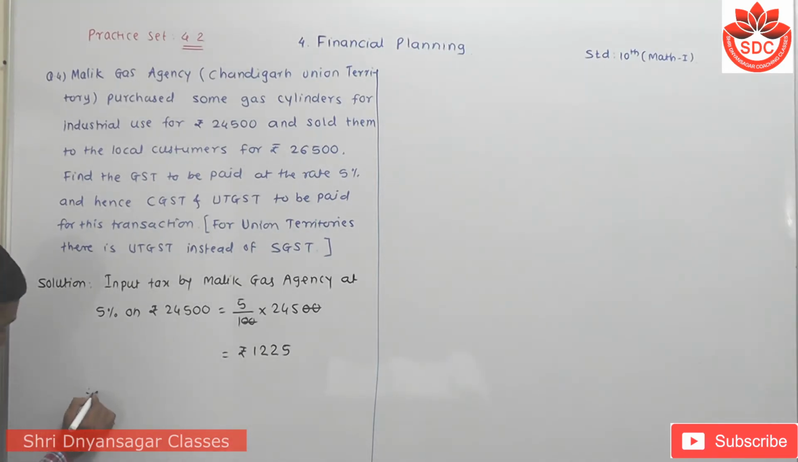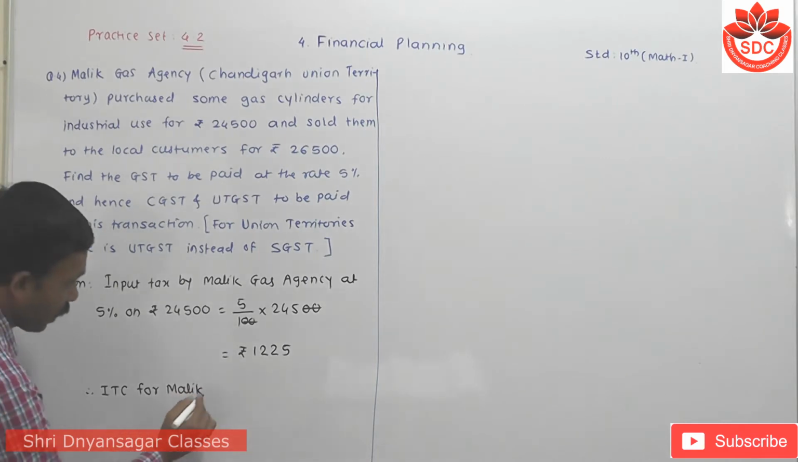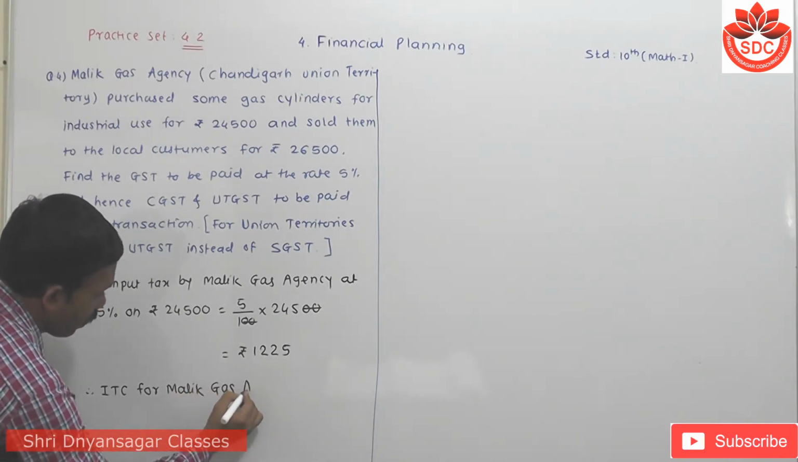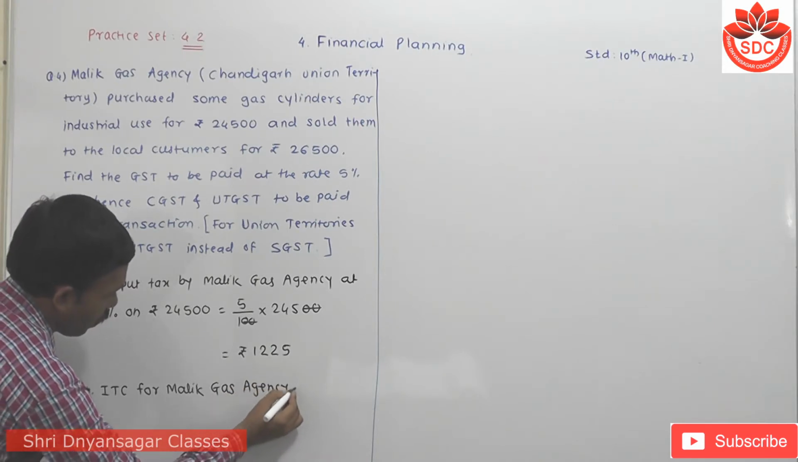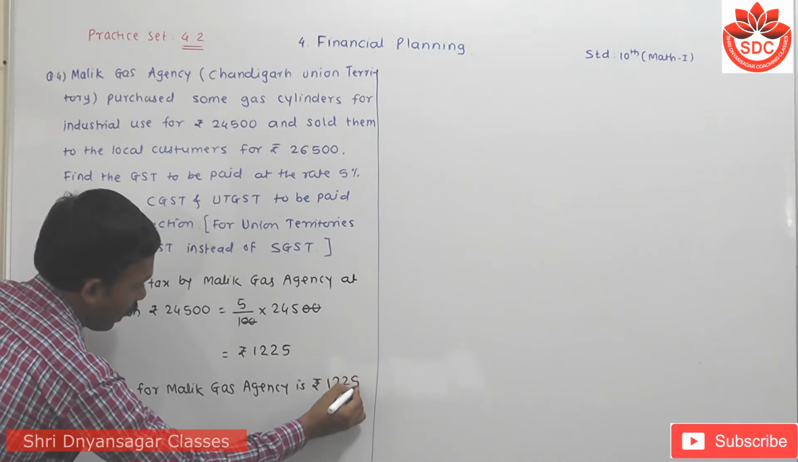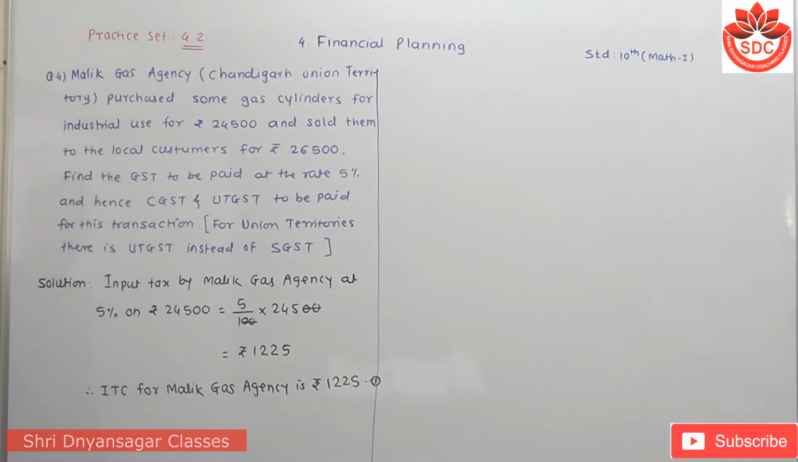Therefore, ITC for Malik Gas Agency is rupees 1,225. Suppose that is equation number one.